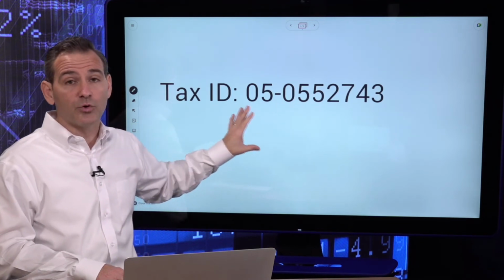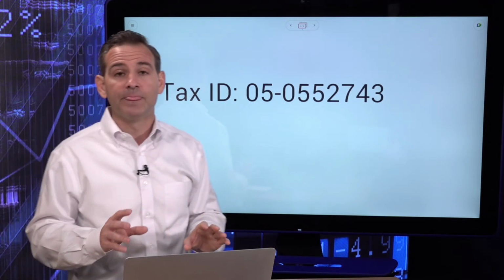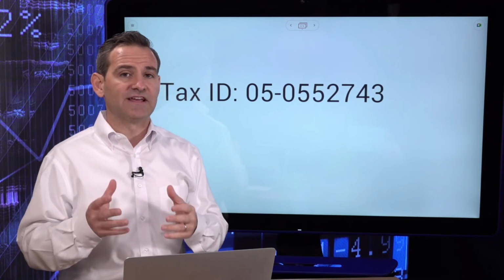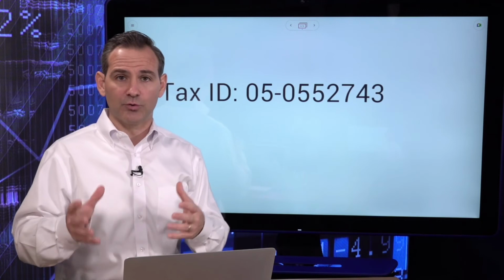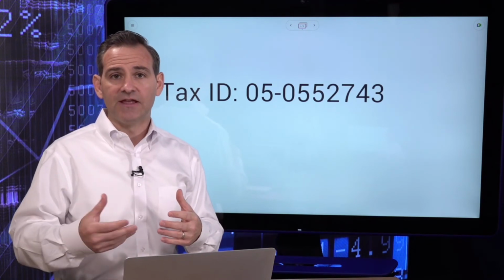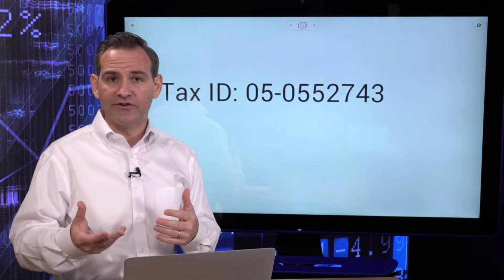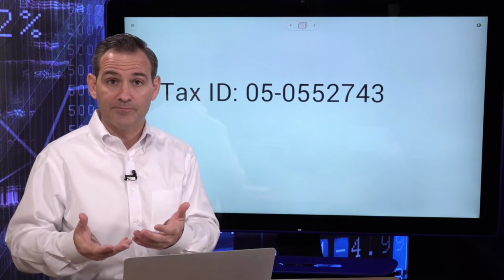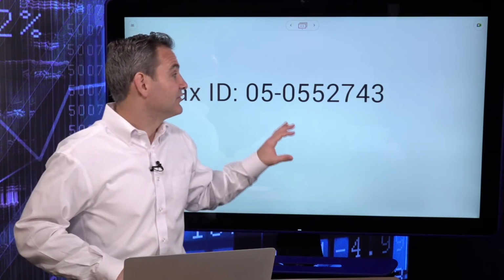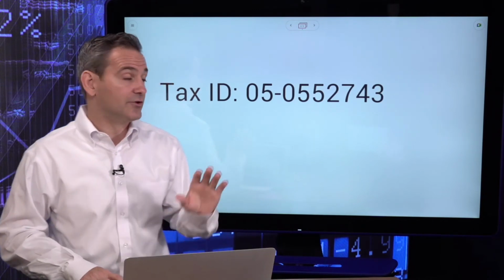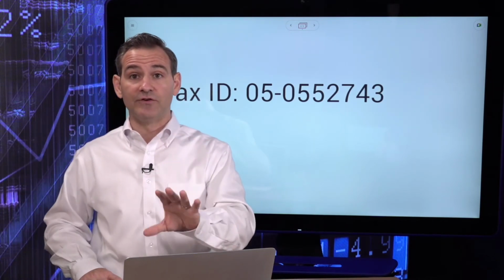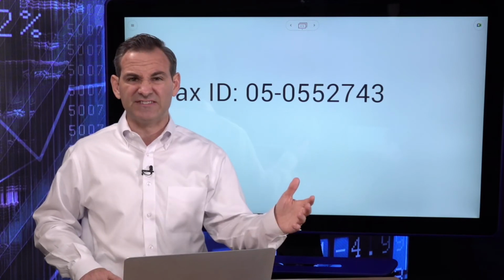05-055-2743. Really important that you use this tax ID number. See, they're asking you for that tax ID number because they're going to most likely be doing some tax reporting on an annual basis. And they're going to report the income or losses to your IRA account. And so you want to make sure that the income or losses are being associated with the appropriate account, your IRA account, and not your individual Social Security number or your business's EIN.